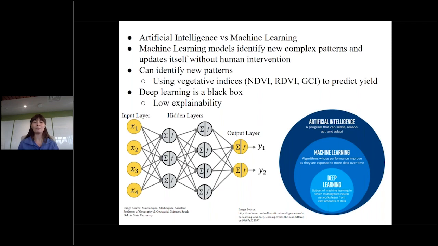But also, because of that, it's very difficult to explain how the inputs that we provide this model generate those recommendations for that output. And so that low explainability can be extremely frustrating to a farmer, especially because if they're going to be making recommendations based on this model, they want to know why the recommendation is the way that it is.